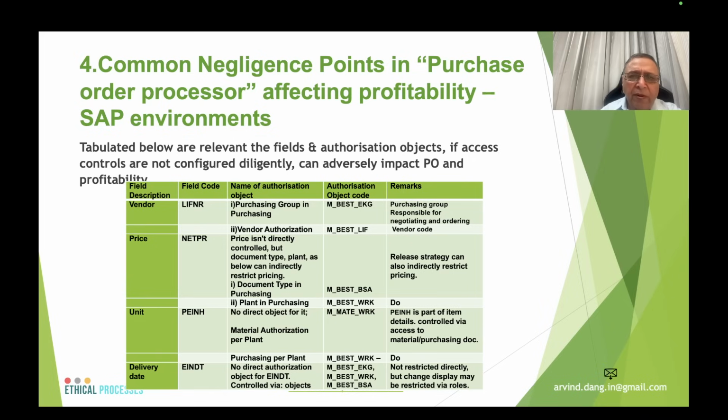Now, what is meant by purchasing group? In an organization like, say, one making vehicles, there can be different kinds of buying. Someone may be buying items of sheet metal, some may be buying items of proprietary nature, some may be buying bar stock, and so on and so forth. So the relevant purchase group needs to process that purchase order into the SAP. That is what is meant by this. Likewise, price, unit, and delivery date fields are there in the purchase order, and there are different authorization objects attached to these.